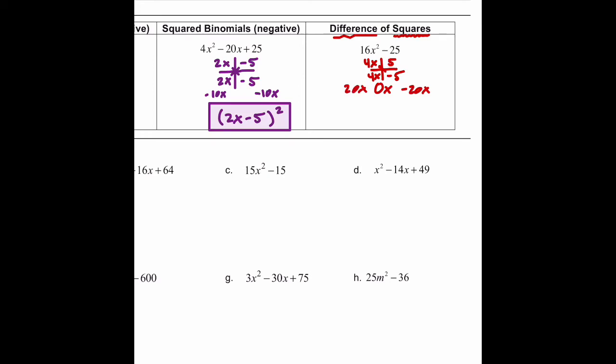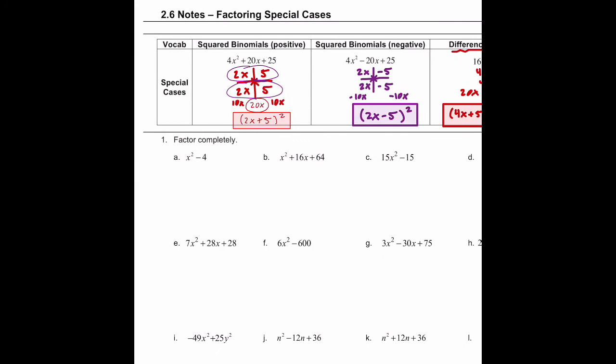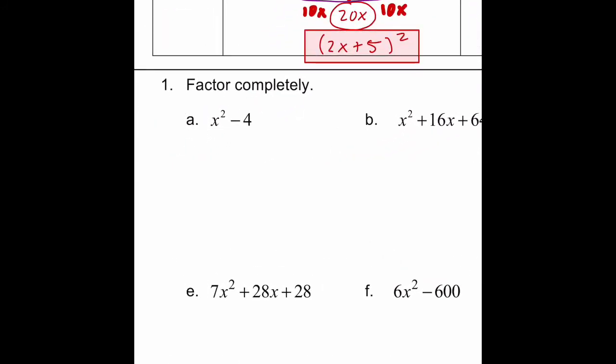And so my factored form, I'm going to have a 4x plus 5, and I'm going to have a 4x minus 5. And so that's the difference of squares there. It's subtraction, it's perfect square numbers, and we end up with our factored form down below. Right. We'll go through a couple of these here. And I want you to keep in mind that some of these will require you to factor out a greatest common factor first, so a GCF first.